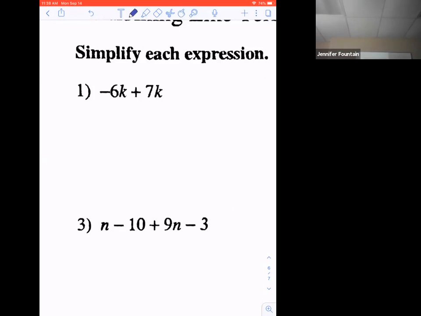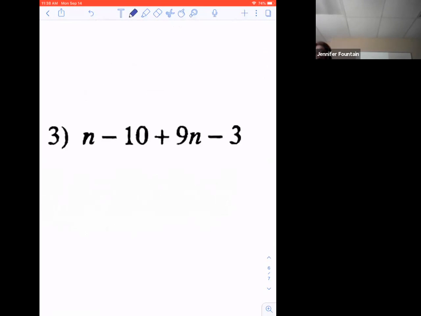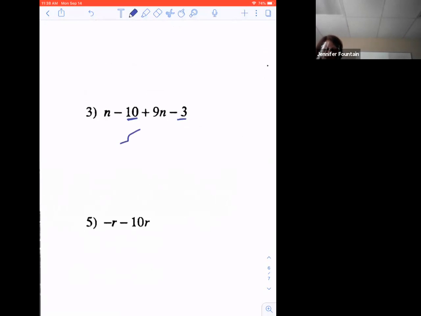It's just a number. A constant is a number by itself. So look at number 3. What are my constants in number 3? 10 and 3. 10 and 3 are my constants. Okay? The coefficient is a number that comes before the variable. So in number 3, my coefficient is 9, and my variable is n. So when I'm combining like terms, I'm looking at combining coefficients of like variables, or I'm looking at combining constants.